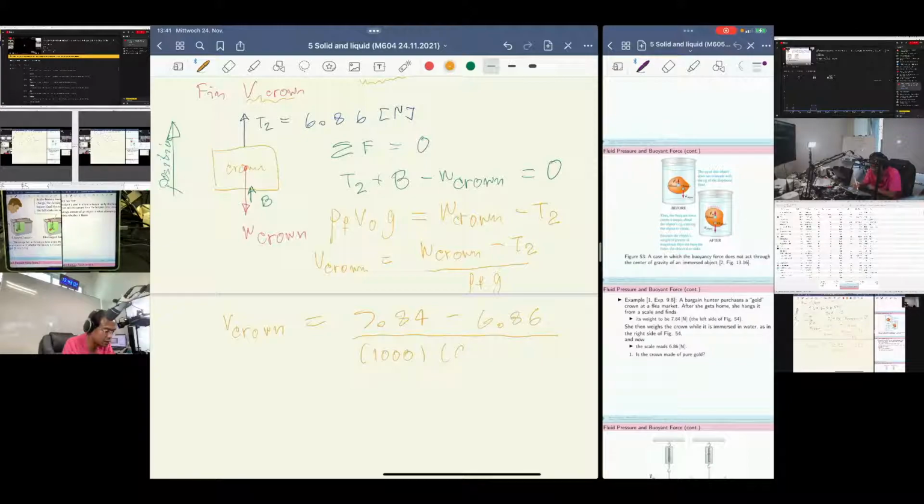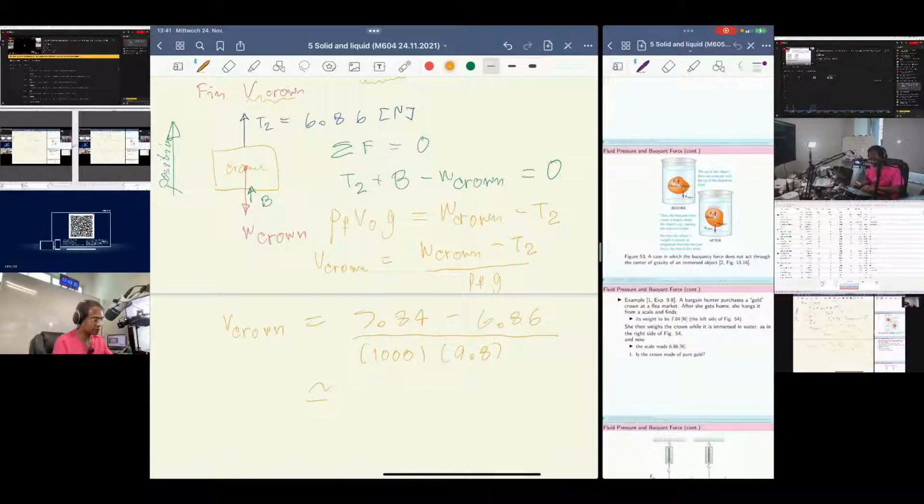Okay, you put these quantities into the calculator, and you would get the result. You get this value right here, in the calculator. 784, 686.